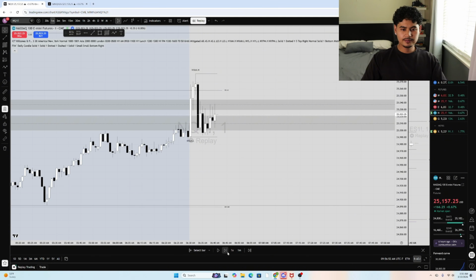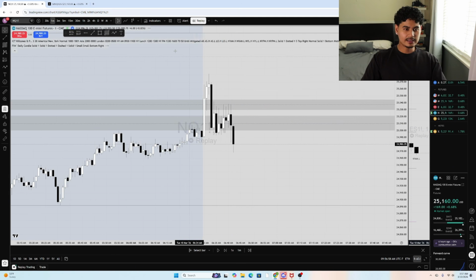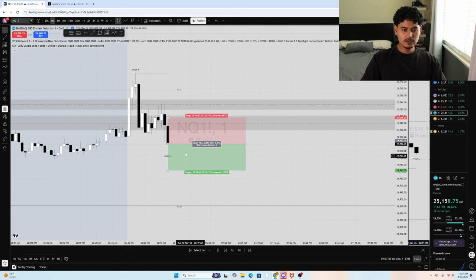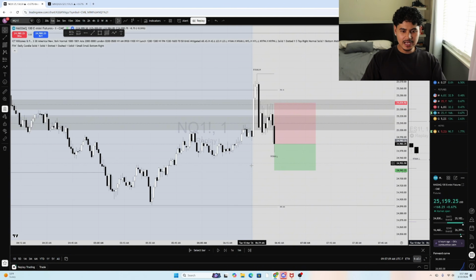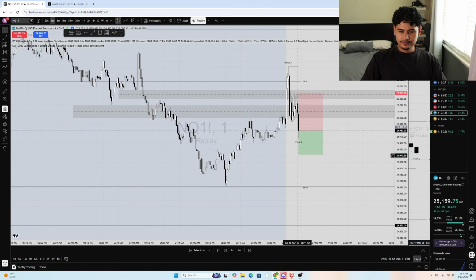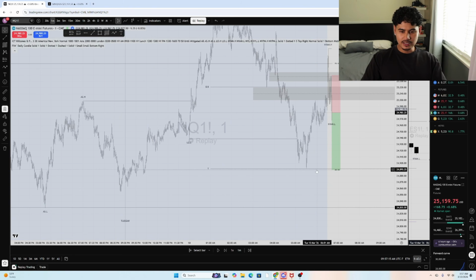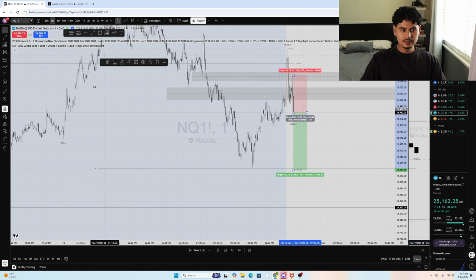So what do we get? Play more candles. And then right here, this is where I enter. I take a short right here. Stop loss right here above these wicks. And I was targeting this low right here.